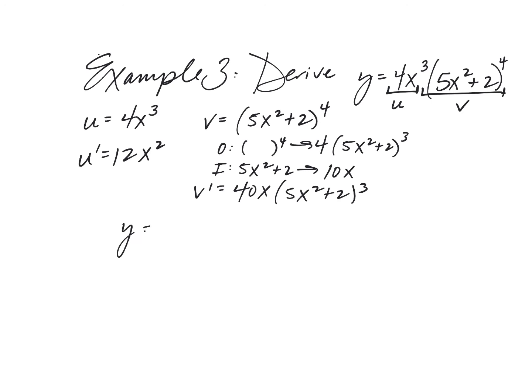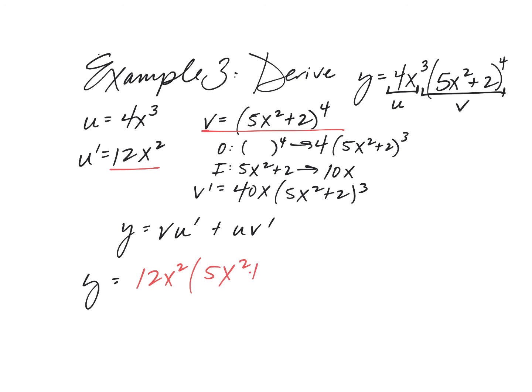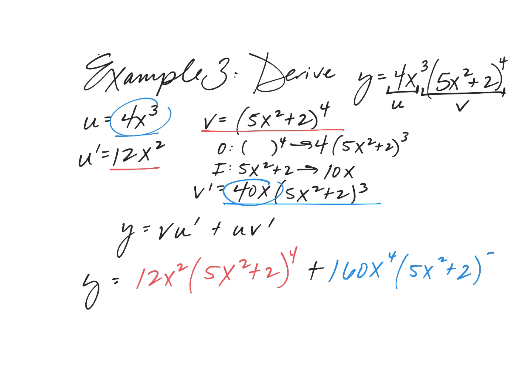So now, remembering my product rule, I've got VU prime plus UV prime. Here, I'll have 12x squared times the quantity 5x squared plus 2 to the fourth, plus, when I multiply these two coefficients together, that's going to be 160x to the fourth, and then 5x squared plus 2 cubed.